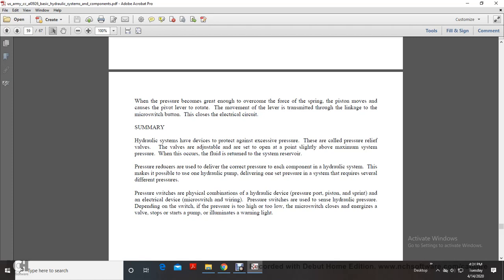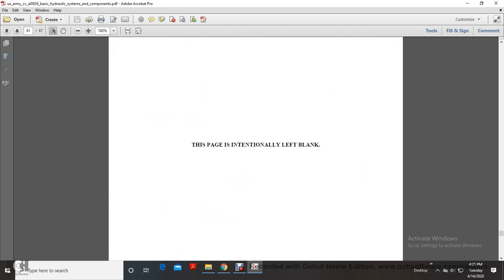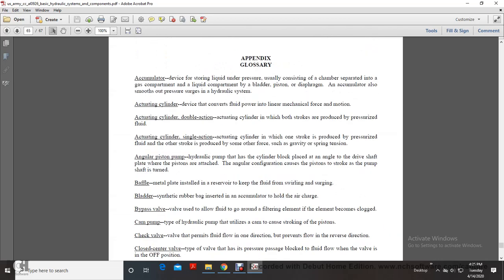Pressure reducers are used to deliver the correct pressure for each component of the hydraulic system, making it possible for one hydraulic pump to deliver one set of pressure in a system that requires several different pressures. Pressure switch, a combination of hydraulic pressure, pressure port, piston, and spring with electrical devices, micro switch, and wiring. Pressure switches are used to set hydraulic pressure. If the pressure is too high or too low, the micro switch closes and energizes the valve, stops and starts the pump, or illuminates a warning light. And then it shows your practice exam questions and answers, and then a glossary.